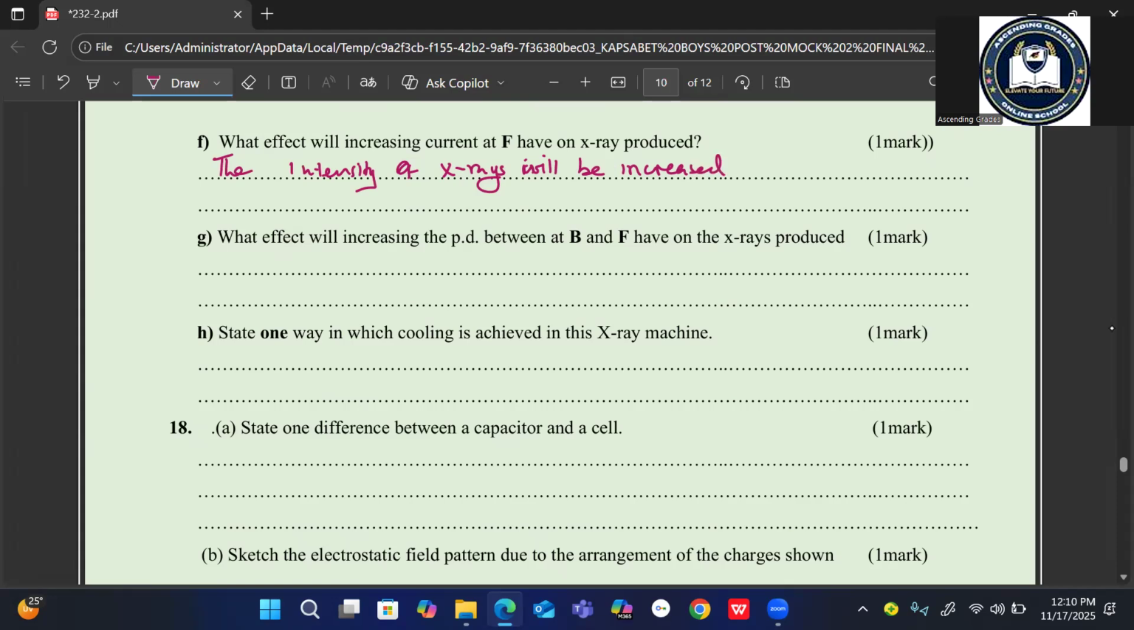What about increasing the potential difference between B and F on the X-ray? So if you increase the potential difference, you are going to produce X-rays of very short wavelength.